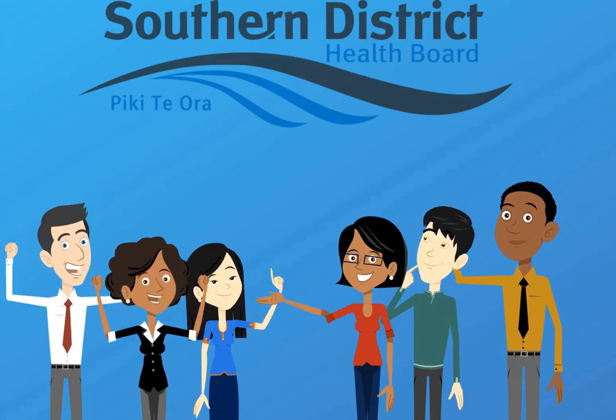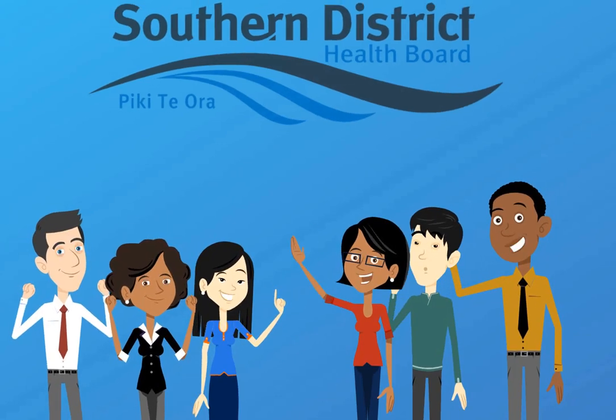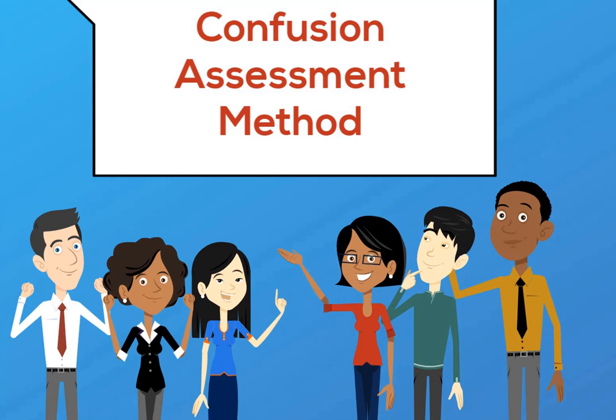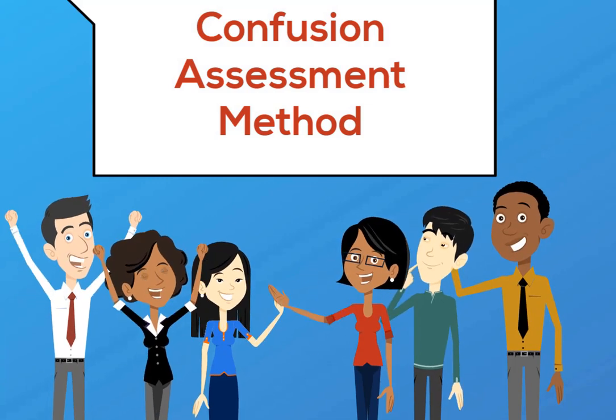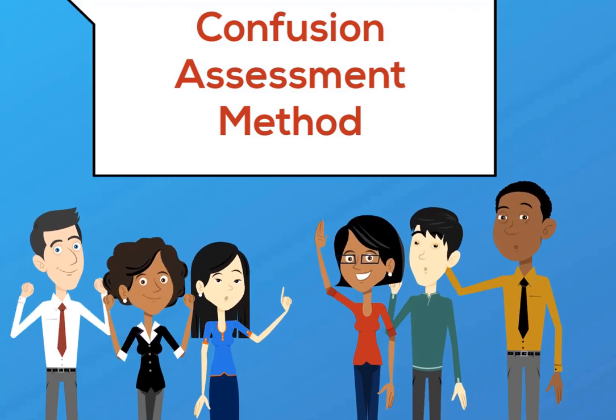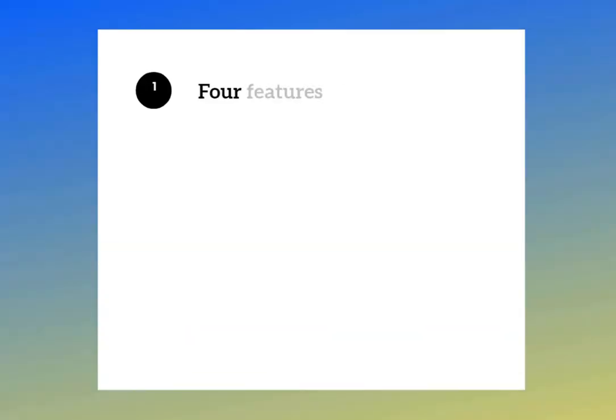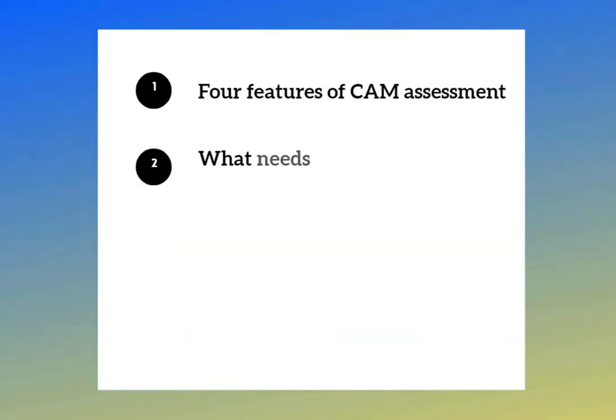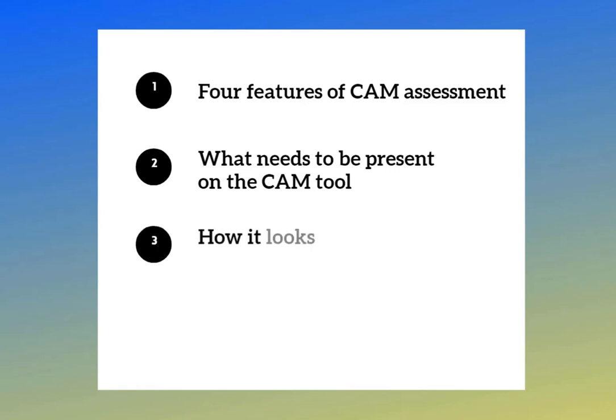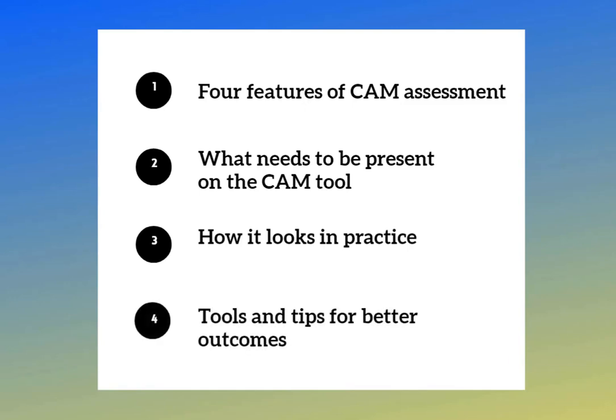So in this video, we're going to look at the team approach we take here at Southern, and you're going to learn about the Confusion Assessment Method tools, known as CAM tools, that we use as part of the delirium pathway. You'll get to understand the 4 features we use for CAM assessment and what needs to be present on the CAM tool. And you'll see a little bit about how the CAM looks in practice, and we'll share some examples, tools and tips for improving patient outcomes.